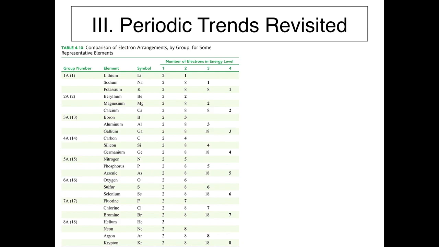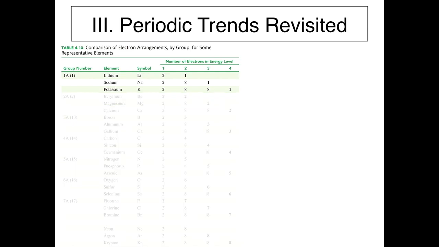So the first trend is related to group number. Let's focus in on group 1A first. Group 1A here, let's take a look at three elements: lithium, sodium, and potassium. Again, lithium would have electron arrangement of 2, 1, whereas sodium would get 2, 8, 1, and potassium is 2, 8, 8, 1. Notice a pattern?